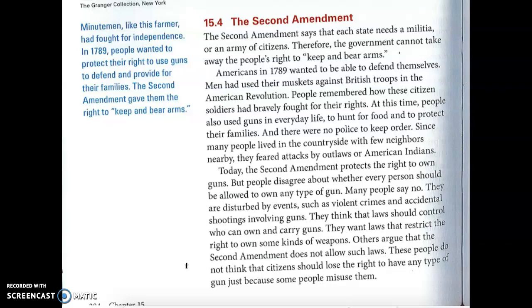Today, the Second Amendment protects the right to own guns, but people disagree about whether every person should have the right to own any type of gun. Many people say no. They are disturbed by events such as violent crimes and accidental shootings involving guns. They think that laws should control who can carry and own guns. They want laws that restrict the right to own some kinds of weapons. Others argue that the Second Amendment does not allow such laws. These people do not think that citizens should lose the right to have any type of gun just because some people misuse it.